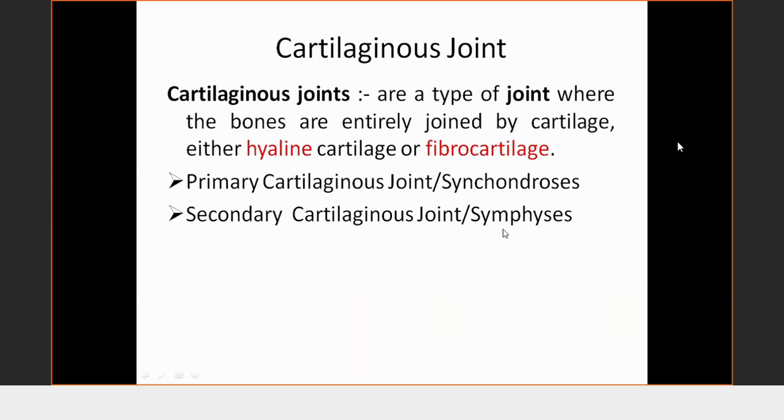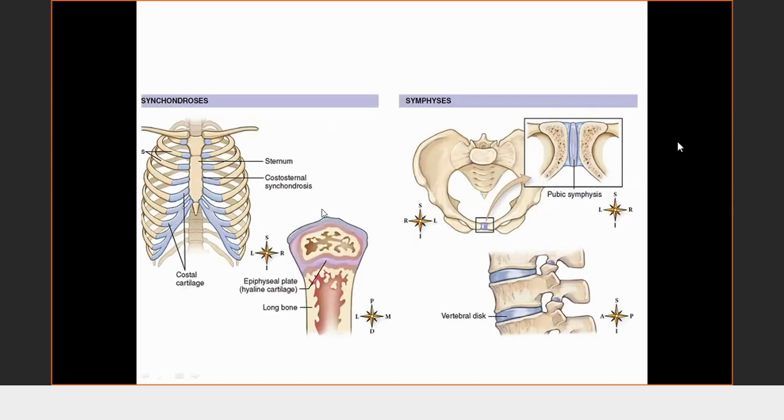So cartilaginous joints are of two types, that is the primary cartilaginous joint and the secondary cartilaginous joint. In the primary cartilaginous joint, the connecting tissue is the hyaline cartilage, and another name of the primary cartilaginous joint is synchondrosis. Another name of the secondary cartilaginous joint is symphysis. Here the two bones are joined by the fibrocartilage. Okay, now see here the example.